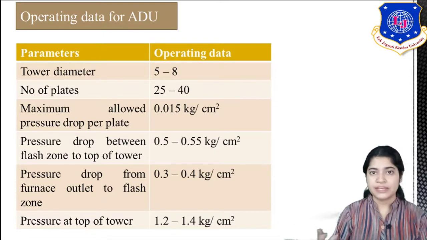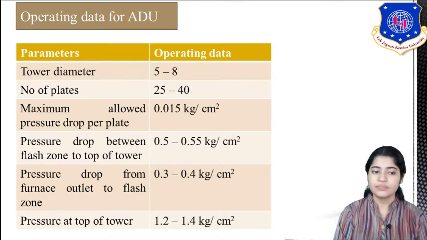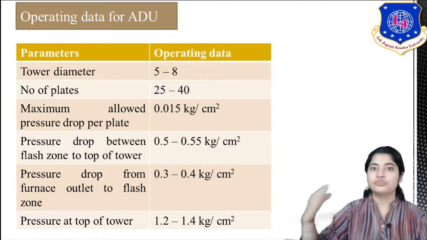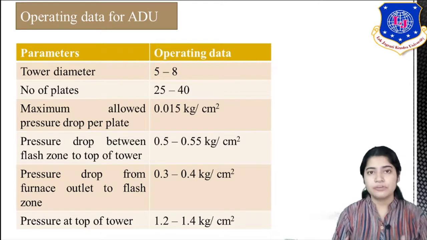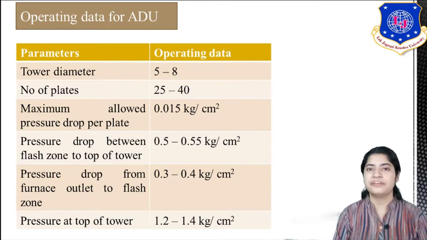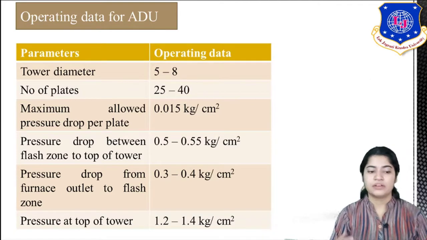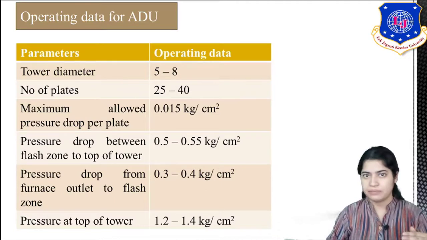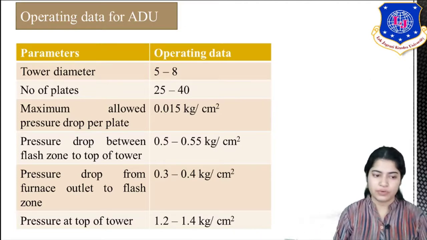For maximum it can be up to 50 also, but here let's have a look, it is 25 to 40. Maximum allowed pressure drop per plate. See how your vapors get carried from bottom to top, that is based on pressure drop, so pressure drop is important here. The maximum allowed pressure drop per plate is 0.015 kg per centimeter square. Then the pressure drop between the flash zone and the top of the tower. The flash zone is where you introduce your partially vaporized feed. That pressure drop is 0.5 to 0.55 kg per centimeter square.